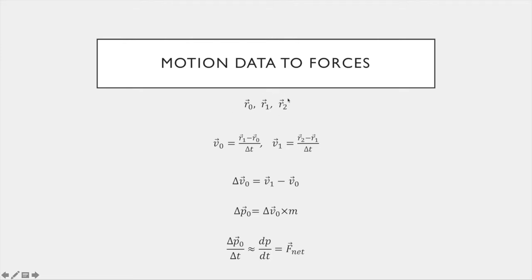All we need are three position vectors separated by a small time interval. From these three position vectors, r0, r1, and r2, we can calculate two velocities, v0 and v1. From these two velocities, we can calculate a change in velocity. This allows us to calculate a change in momentum by multiplying the change in velocity times the mass. Finally, we can approximate dp/dt, the derivative of momentum. We know that dp/dt is equal to the net force.